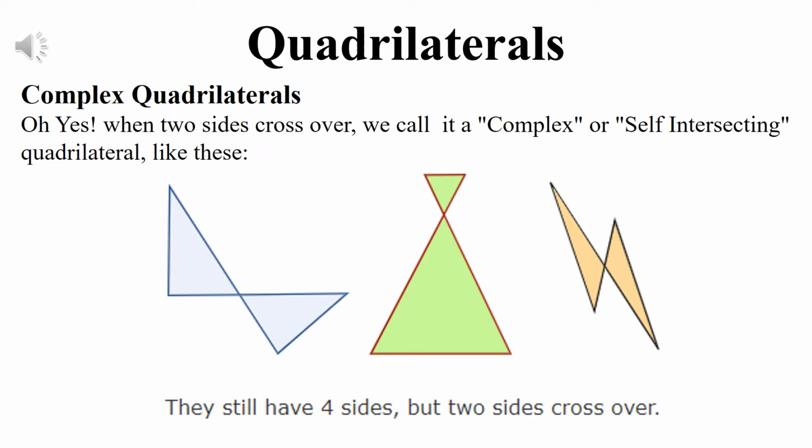Complex quadrilaterals. When two sides cross over, we call it a complex or self-intersecting quadrilateral, like this. They still have four sides, but two sides cross over.